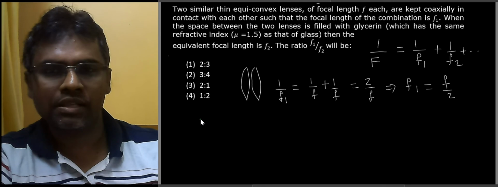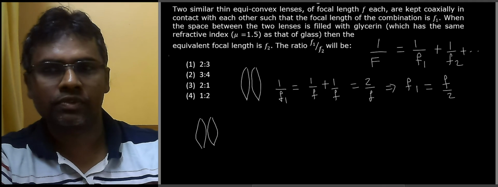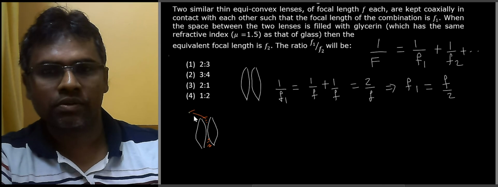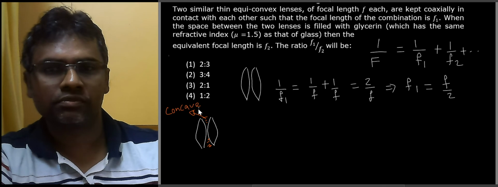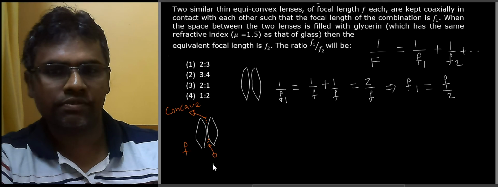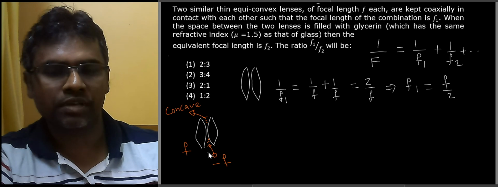Now, when I fill the gap between the glass lenses with glycerin, so let's say we put glycerin here. Now this glycerin would act as a concave lens. So for the glass lens, if f is the focal length, the glycerin lens will have a negative f focal length. Okay, so this is because the radii of curvatures is same.